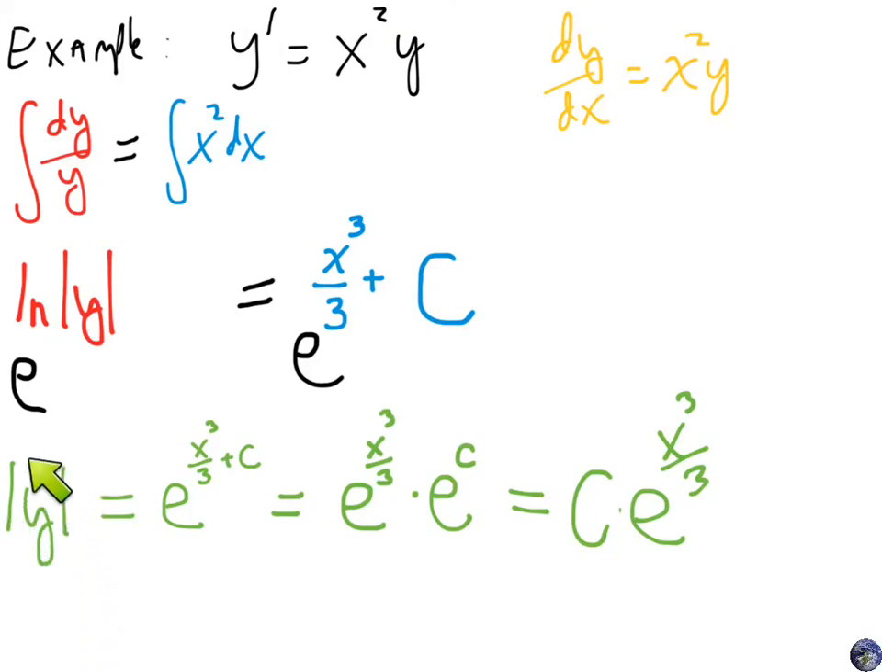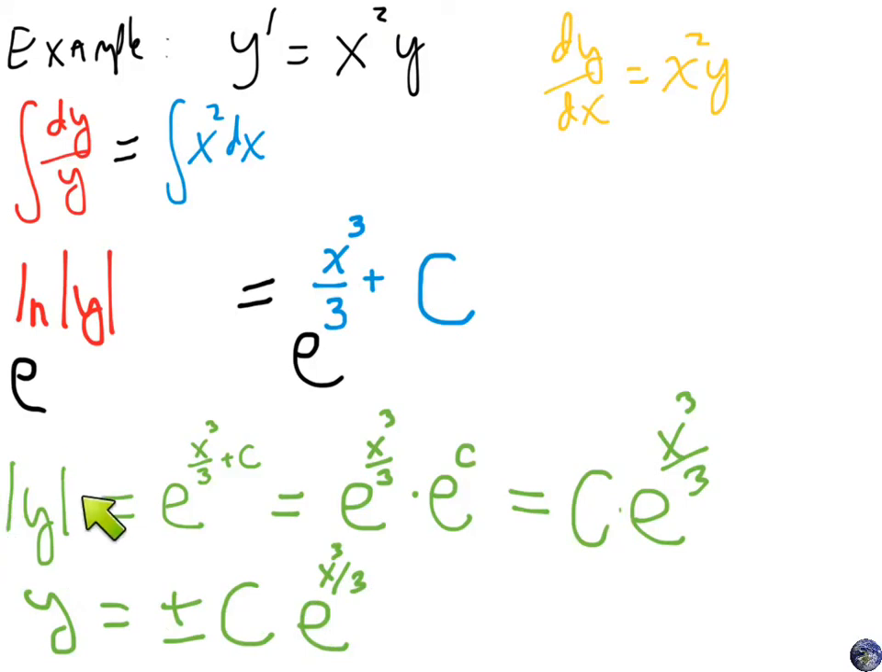So if the absolute value of something equals this, that means the thing inside is either that thing or the opposite of that thing. So in other words, if I were to say the absolute value of y were 10, that would mean that either y was positive 10 or y was negative 10. Or in other words, y is plus or minus 10. So I'm going to do the same thing here. I'm just going to say that y is actually equal to plus or minus c e to the x cubed over 3. So I got rid of that absolute value by writing plus or minus here.